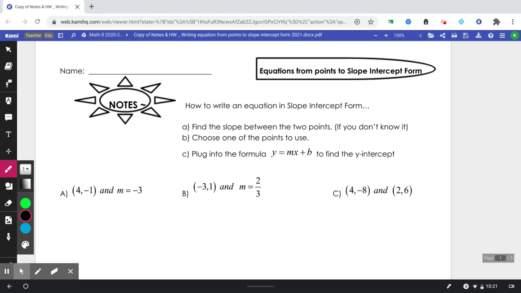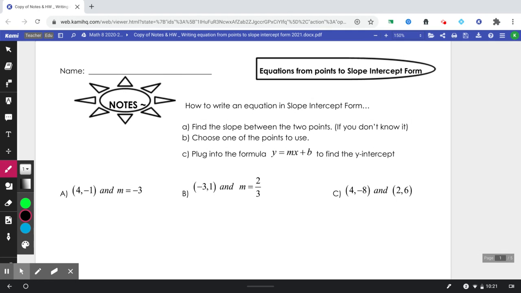Hi guys, today we are going to talk about how to write equations when you are given 1 point and the slope, or you are given 2 points that are on your line. When we are doing this, we are always going to be writing our equations of our lines in slope intercept form. So let's review.